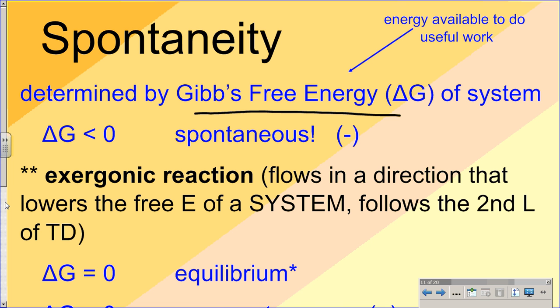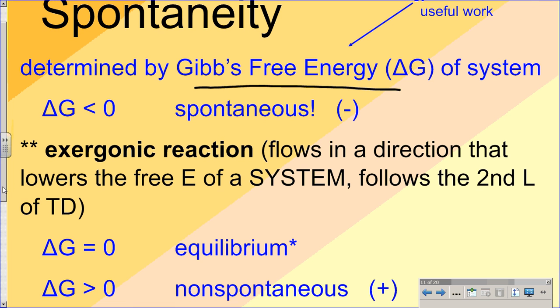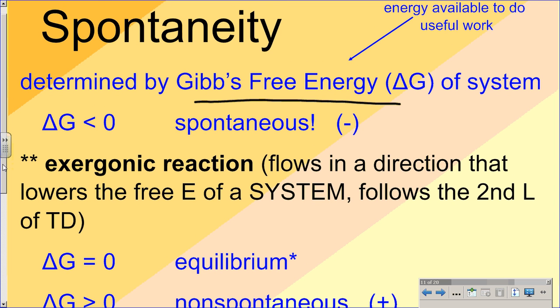I'm going to give you guys a second here because the endergonic and exergonic thing here is very important. I'm going to let you guys write that down too. You guys can just read it. I'm videoing, so just read it.